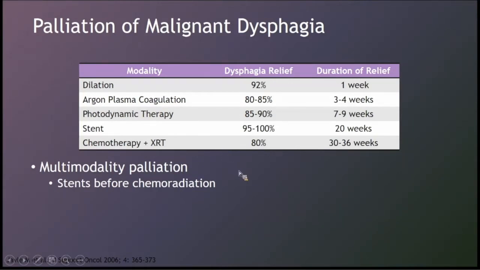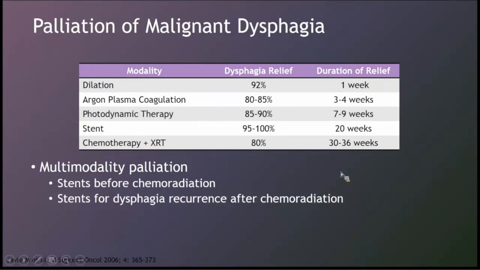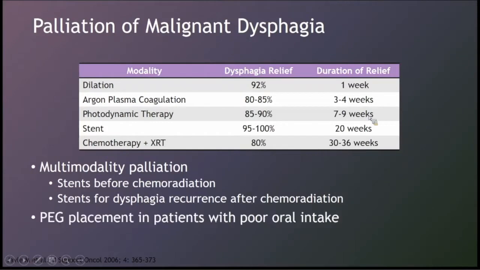We put the stent in, and they can go on to get chemoradiation, which can take a few weeks to start to work on their dysphagia. And then some patients have finished treatment and now have recurrent disease. So instead of being a bridge therapy, it's more of a permanent issue.